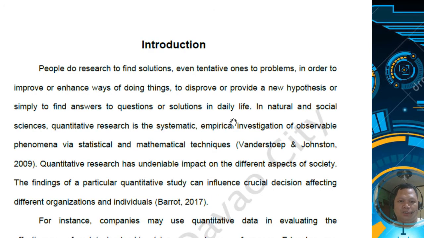Let's have this introduction part. People do research to find solutions, even tentative ones, to problems in order to improve or enhance ways of doing things, to disprove or provide a new hypothesis, or simply to find answers to questions or solutions in daily life. In natural and social sciences, quantitative research is a systematic empirical investigation of observable phenomena via statistical and mathematical techniques. Quantitative research has an undeniable impact on the different aspects of society. The findings of a particular quantitative study can influence crucial decisions affecting different organizations and individuals.